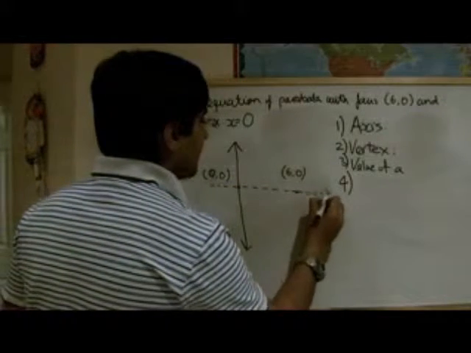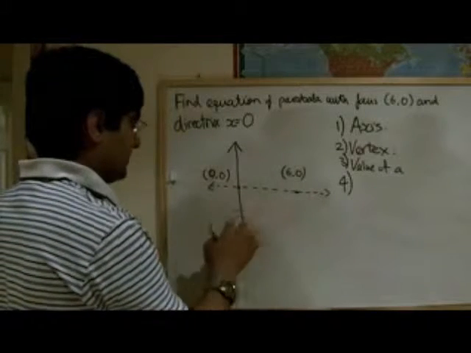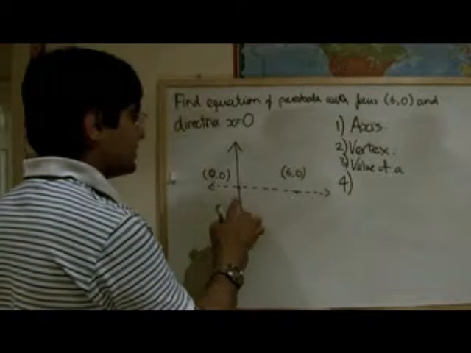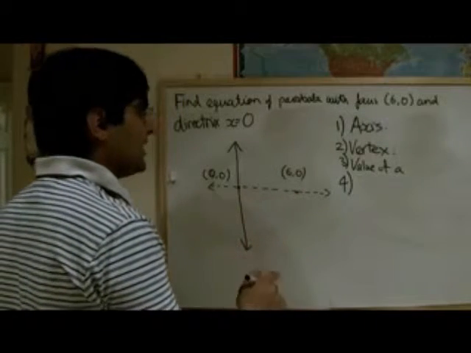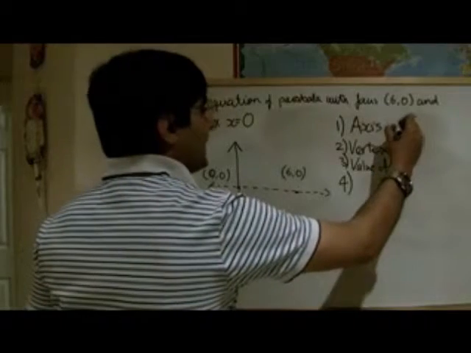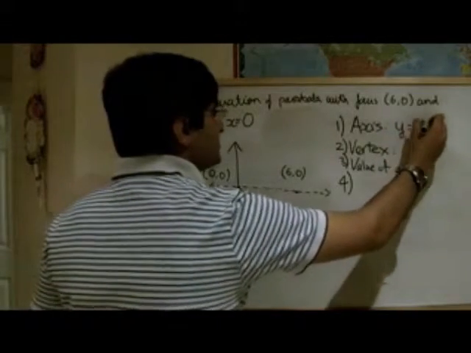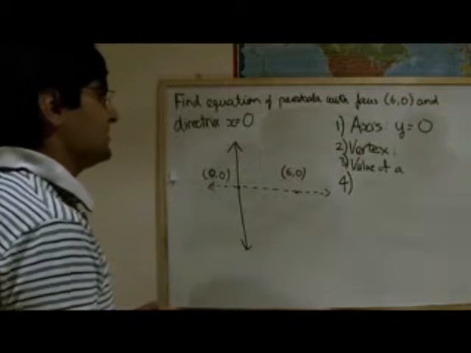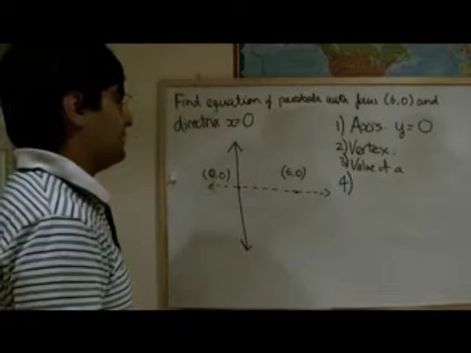that the axis of the parabola is this line here, horizontal, perpendicular to this directrix, and goes through the point 6, 0. Hence, we can tell that the axis of this parabola is the line y equals 0. The x-axis, essentially. Okay?